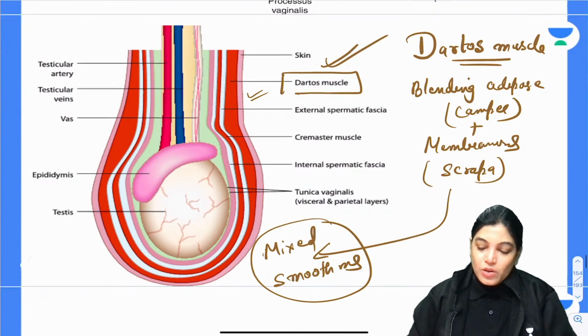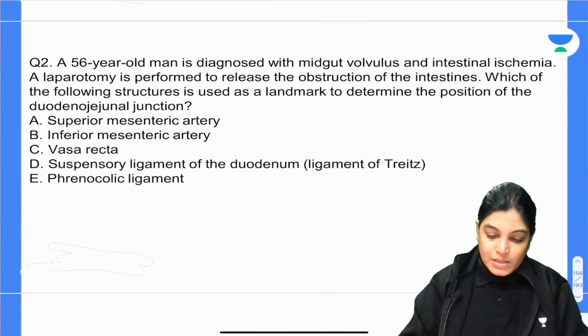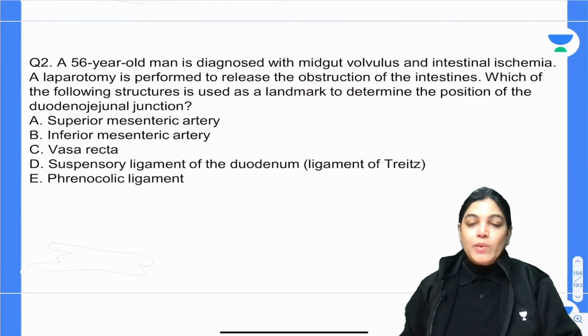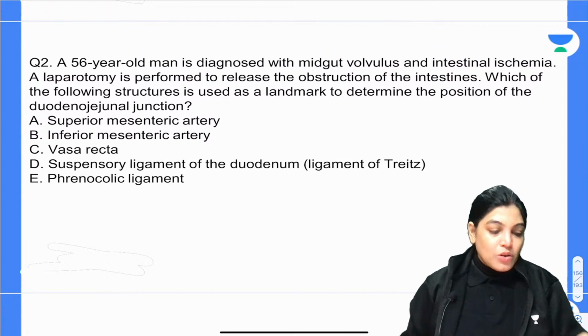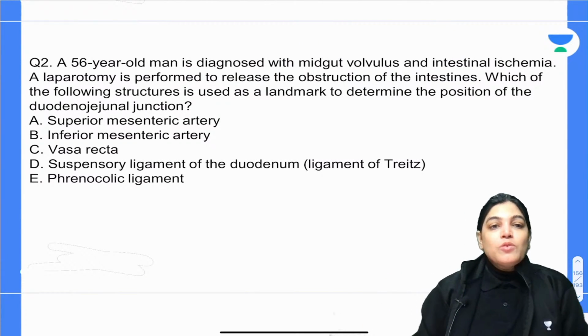Done with this? So, let's move on to the second MCQ. All the best, my dear aspirants. Let's move on to the second MCQ. So, I think detailed explanation is given for the first. All those who have forgotten, they can revise it. Let's move on to the second.